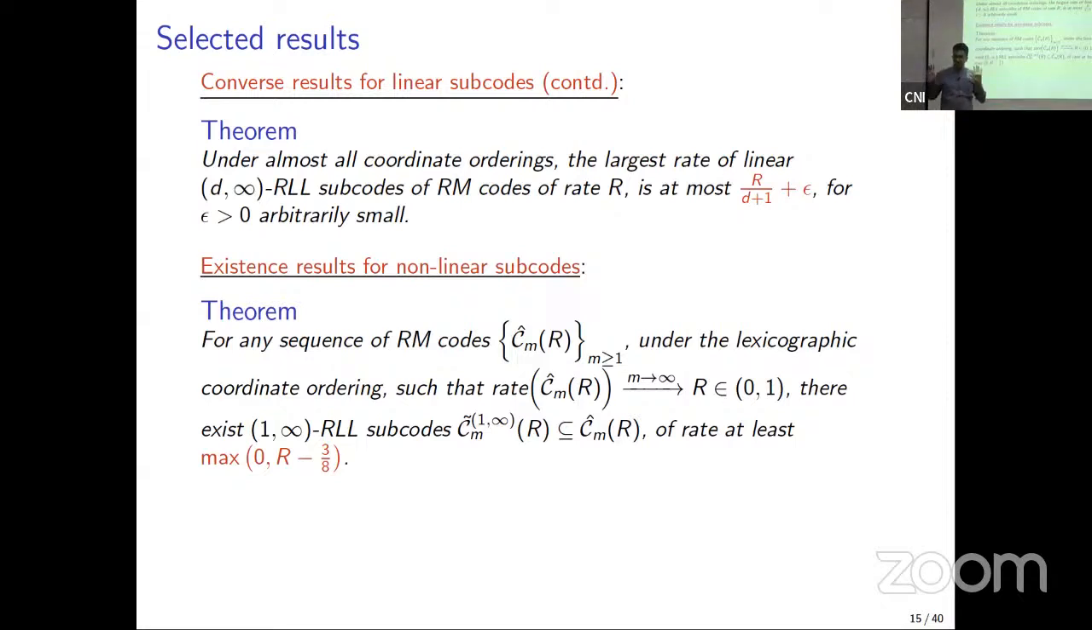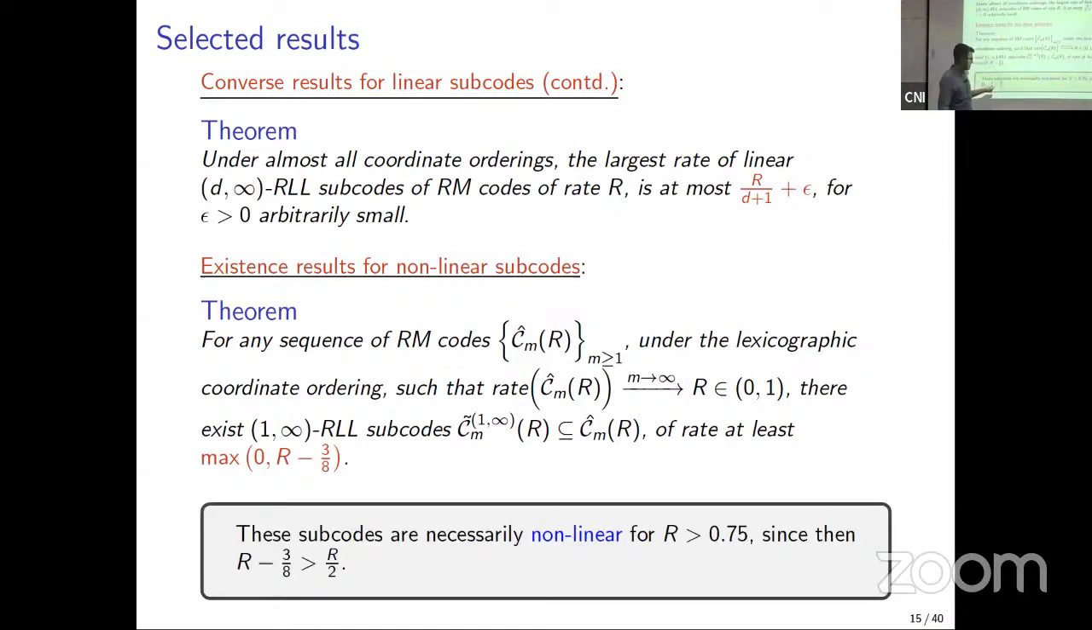Okay, so basically, if you want to look at linear subcodes of Reed-Muller codes, you can't do better than r by d plus 1 plus. But let us allow for a larger search area. Suppose we ask what is the rate that is achievable using non-linear subcodes. Well, in this case, for certain specific values of d, for example, when d equals 1, we can show that a rate of r minus 3 over 8 is in fact achievable. Okay. And in particular, this is better than the rate of r over 2 that we got using linear subcodes.